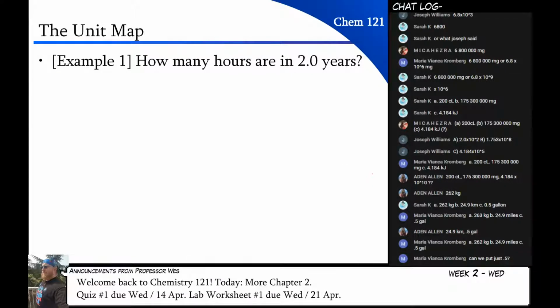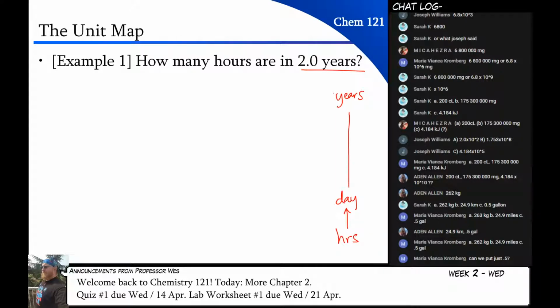All right. So here's the first example. How many hours are in 2 years? Now, in order to solve this problem, you would need to make a blueprint along the following lines. So I'm starting with 2 years. So years. And I need to get to hours. I don't know how many hours are in a year. But I do know how many hours are in a day.